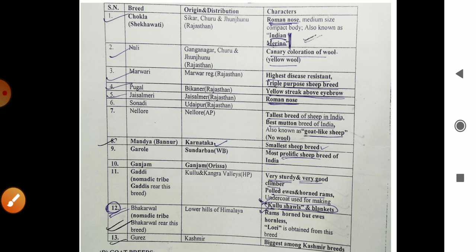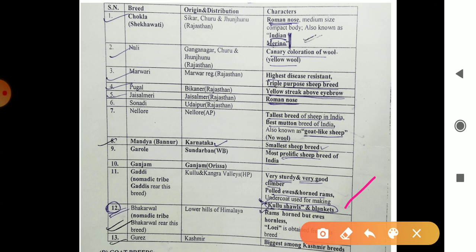Next is the Gaddi breed. Kullu shawls and blankets are preferred.